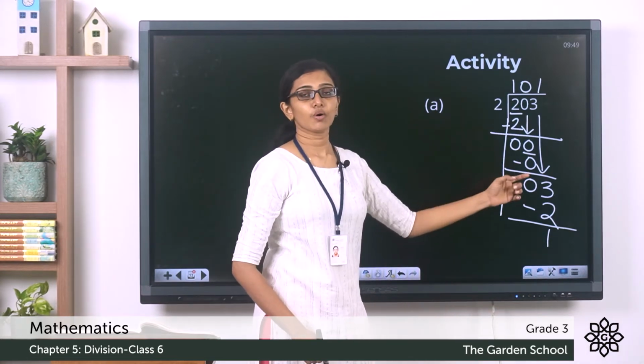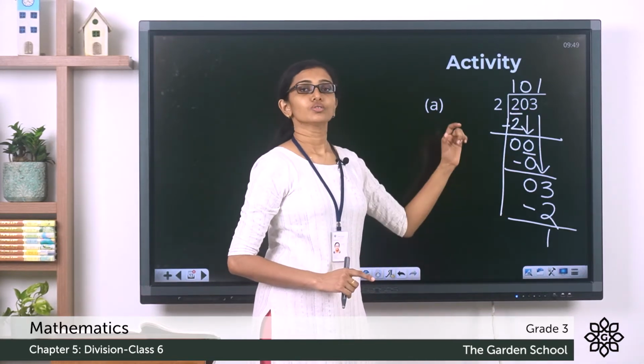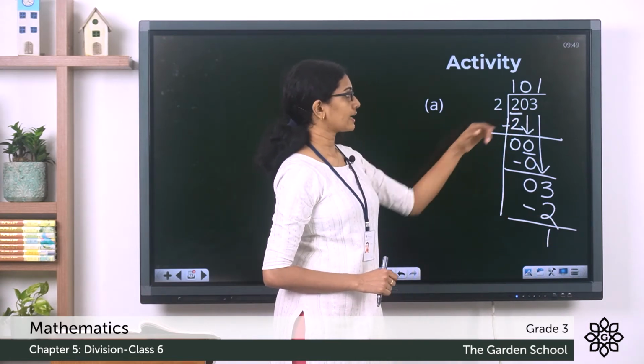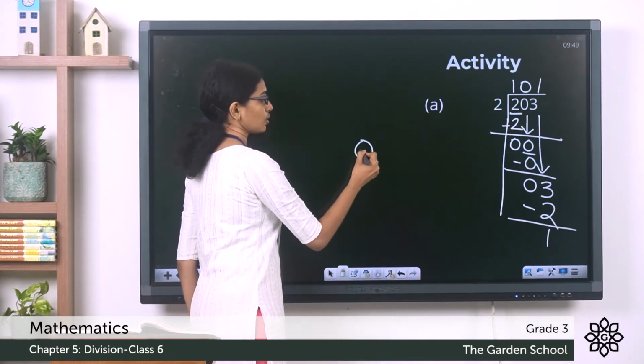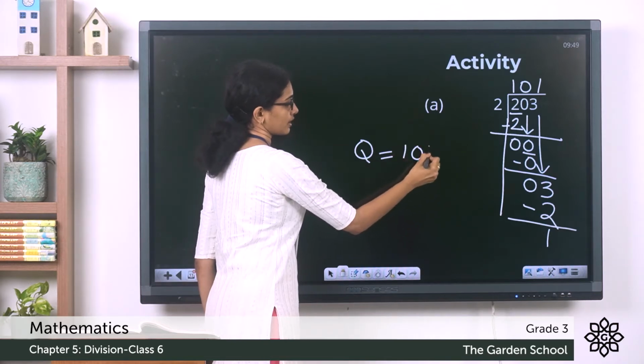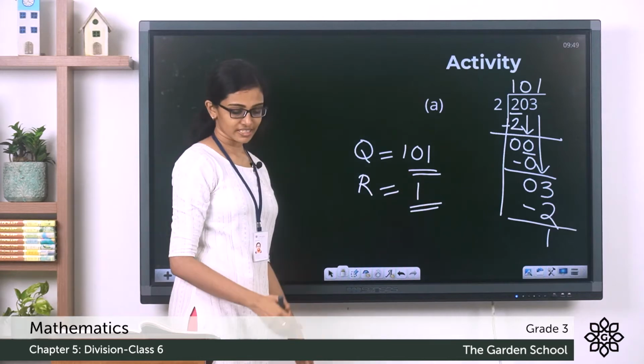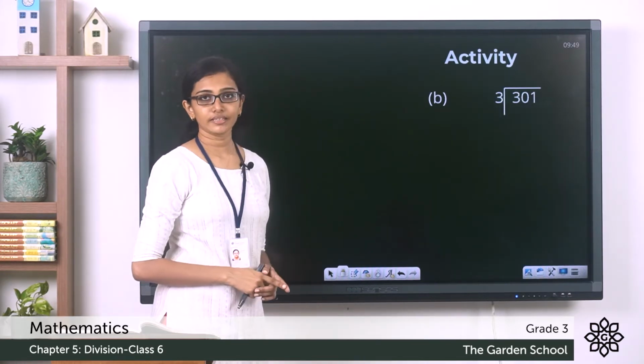Now is there any more digit to bring down? No. So let's stop the division right here. So we have the remainder 1 and the quotient is equal to 101 and the remainder R is equal to 1. I hope your answer is correct. Now let's do the second question.